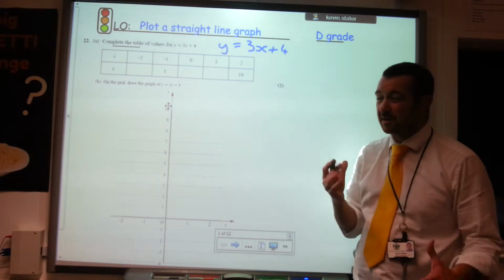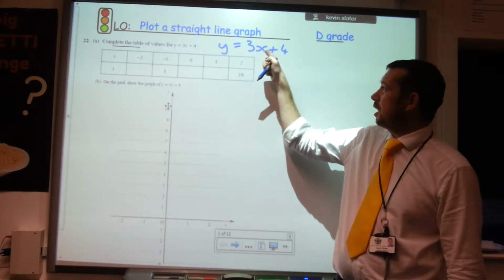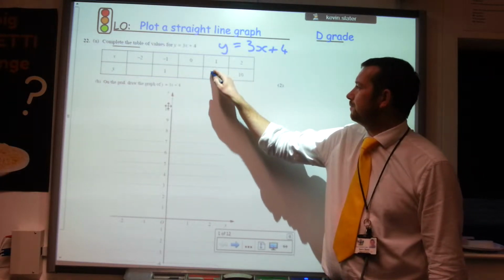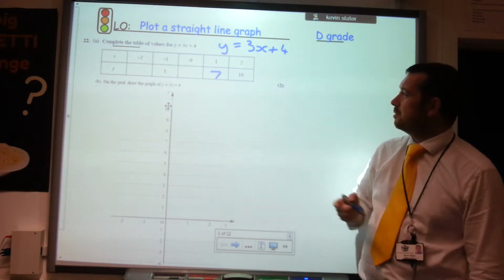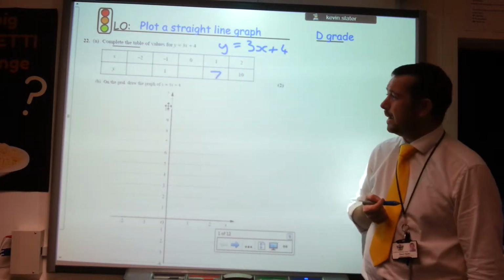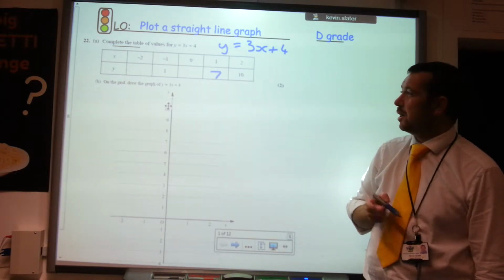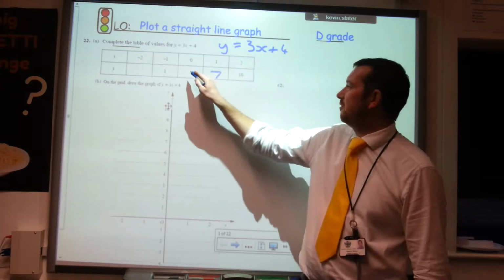Okay, so hopefully you realise it's going to be 7, because we've got 3 times the 1. 3 times 1 is 3, plus 4 is 7. So there we go. And now I'm going to put in 0 there. So have a think about, if x is 0, what y will be. Hopefully you've got the answer is 4. 3 times 0 is 0, plus 4 is 4.